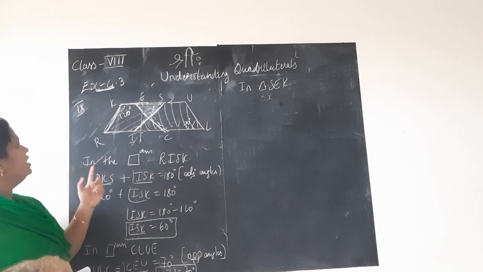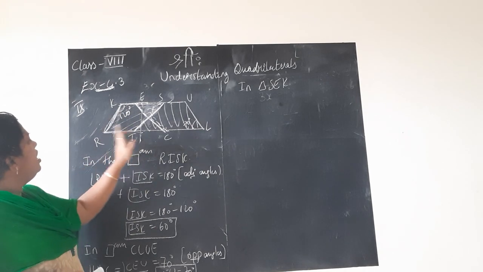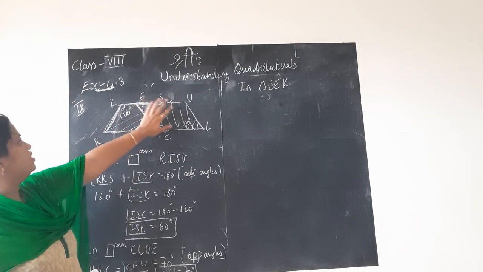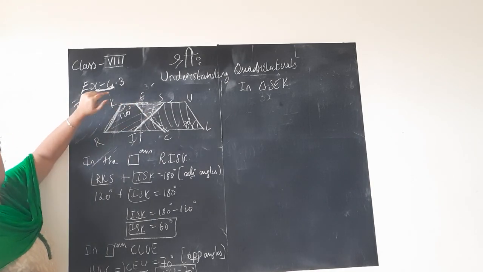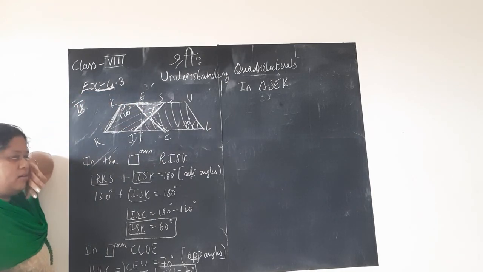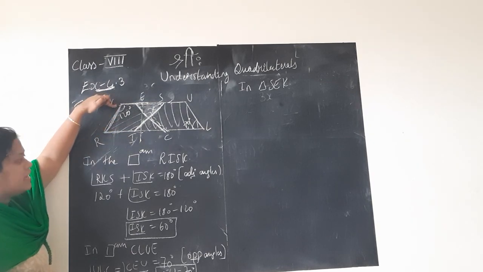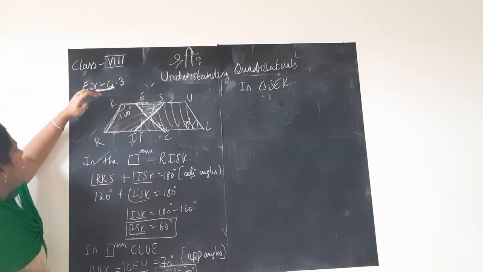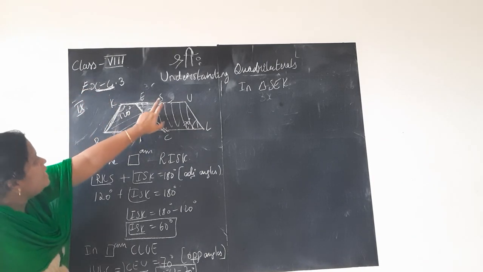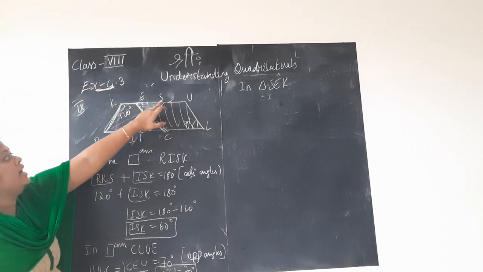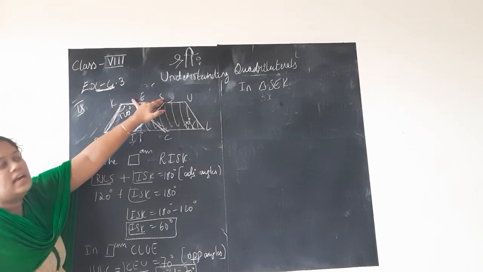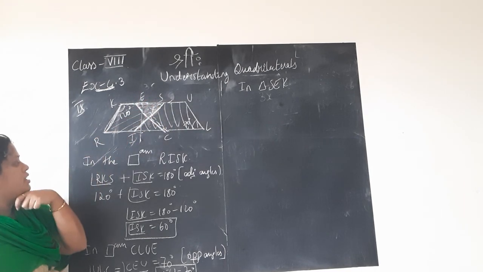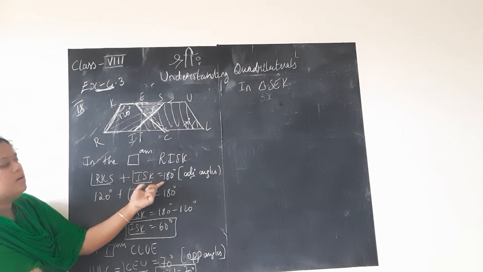First I will consider the parallelogram RISK. This shaded, darkly shaded border, no? RISK, that parallelogram I will consider first. I know what is angle K. They have given it as 120 degree. So children, angle K and angle S, not X, don't get confused. Angle K and angle S are adjacent angles, so their sum should be equal to 180 degree.